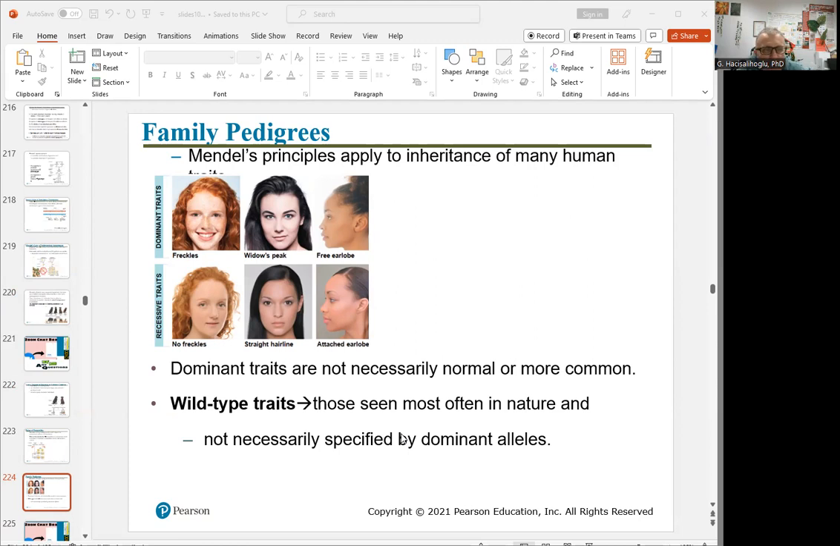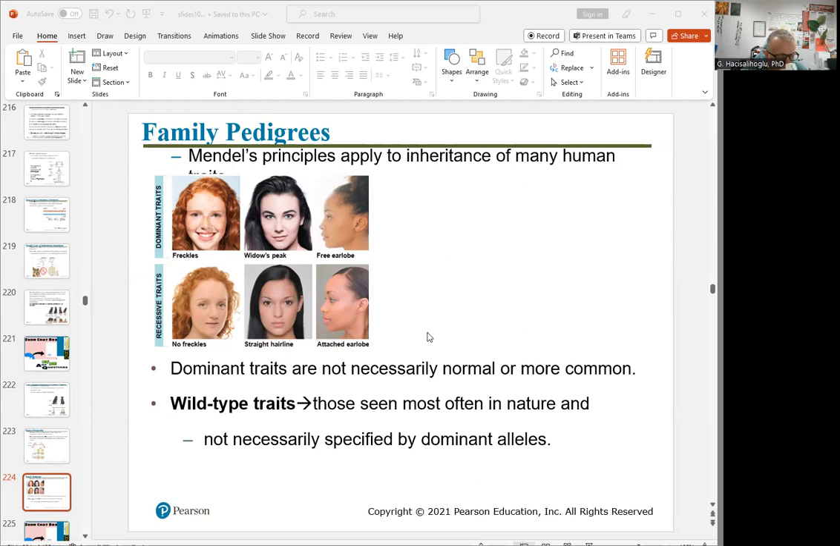Some follow Mendelian genetics, like again dominant, recessive, 1 gene, 2 gene problems. So you can see here some examples, dominant traits like freckles, widow's peak, free earlobe. Recessive will be no freckles, straight hairline, attached earlobe is recessive. This is not very common, the attached earlobe. So you can see it's actually a recessive trait. So recessive traits don't just go and disappear, but they are, of course, not as common as dominant ones.